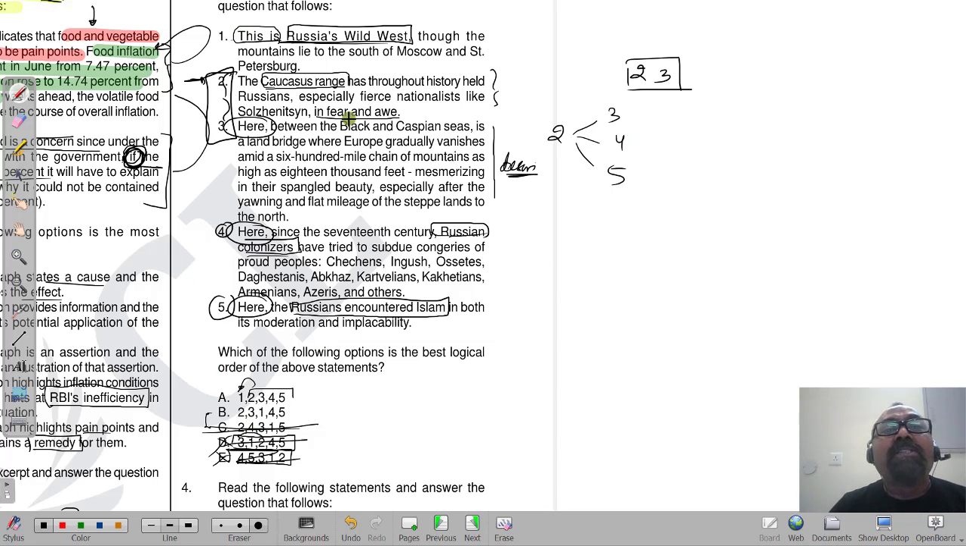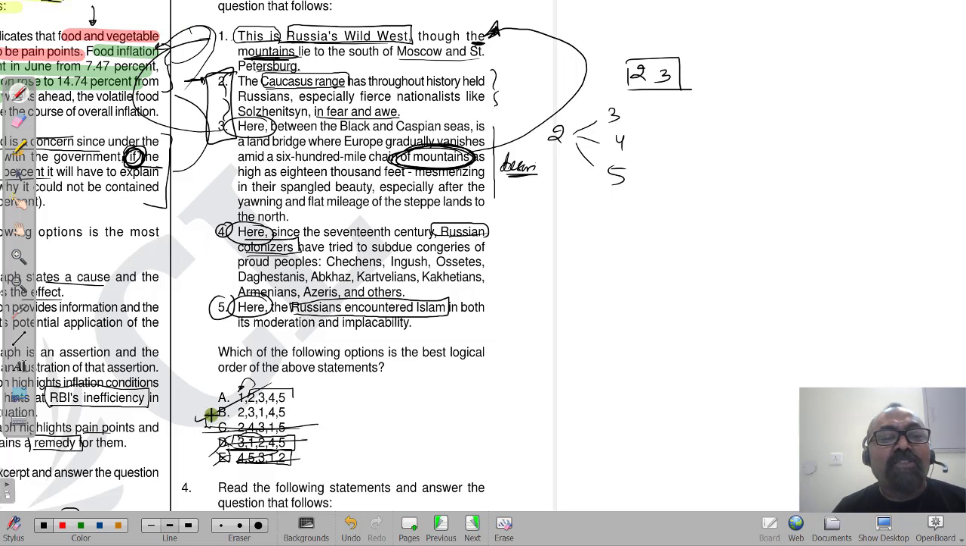Though the mountains lie in the south of Moscow and St. Petersburg, we need to have some reference to the mountains. The chain of mountains is mentioned there, so that reference is to those mountains. You can see that connection as well. So it has to go in that order, 2, 3, 1, which makes sense with B. So I'm sure that you would have got something else as well. You may have felt that 2 is a start.